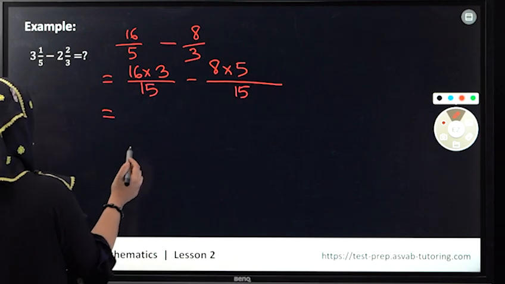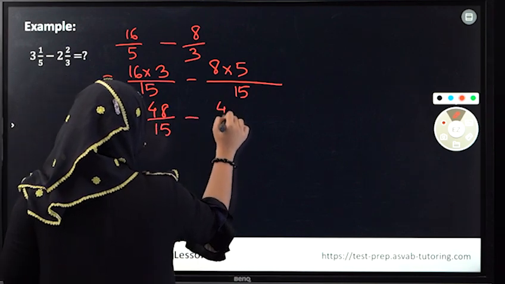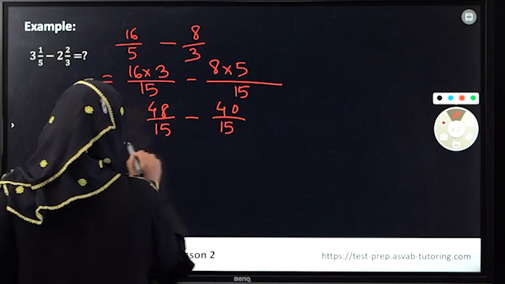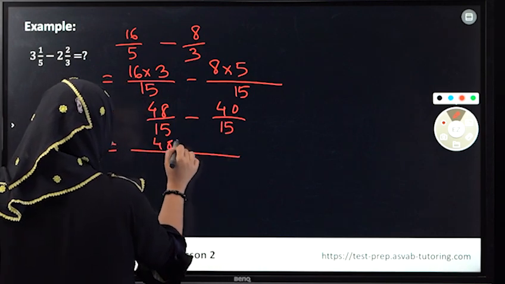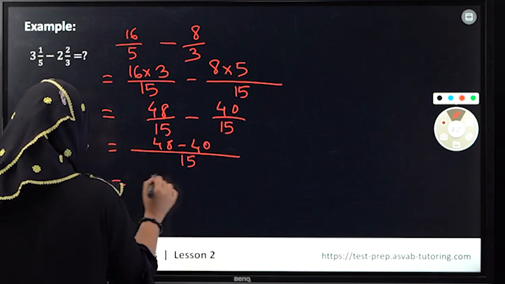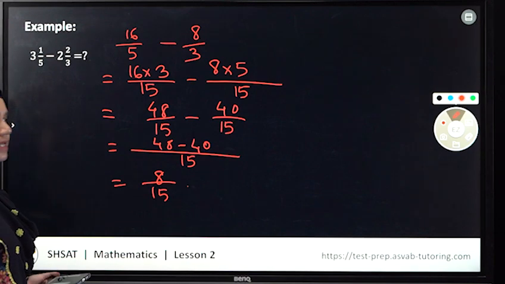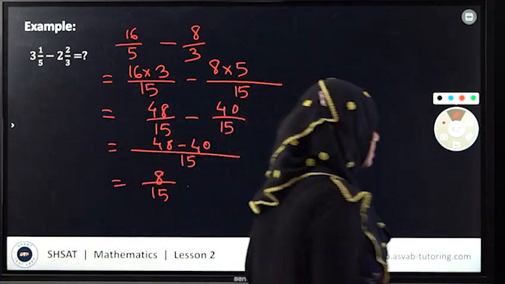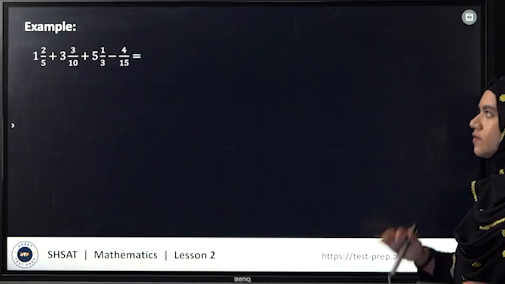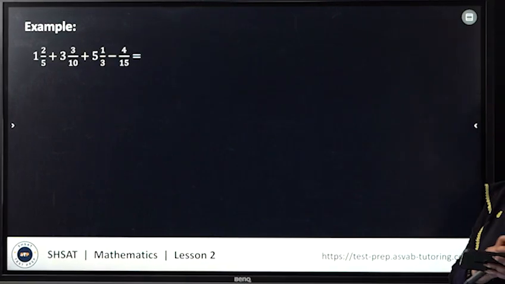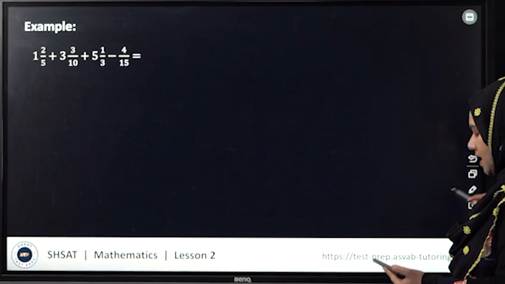Now, 16 times 3 is 48, so that's 48 over 15. Minus 8 times 5 is 40, that's 40 over 15. If you want to solve this further, it's 15 right here. It's 48 minus 40 over here. That's 8, and that's 15. Okay? Pretty easy, right? So it's just the same strategy that you need to follow both for additions and subtractions whenever you're solving fractions. Now, let's look at a mix of both the additions and the subtractions, yeah?